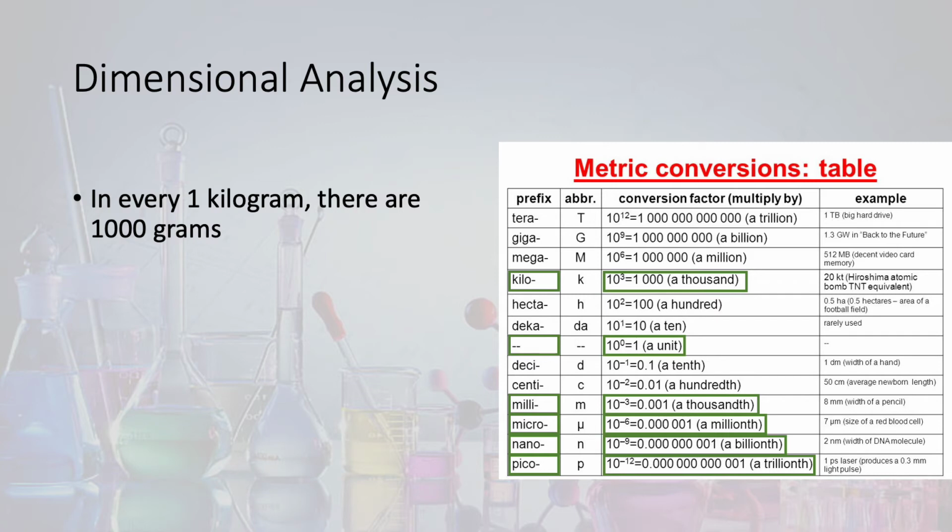In the center are the conversion factors to convert these. For example, if we want to talk about mass and convert kilo units to standard units, in every 1 kilogram there are 10 to the third, or 1,000, grams. Because this is a conversion factor, we can swap these numbers, and this can be written as for every 1,000 grams, there is 1 kilogram.